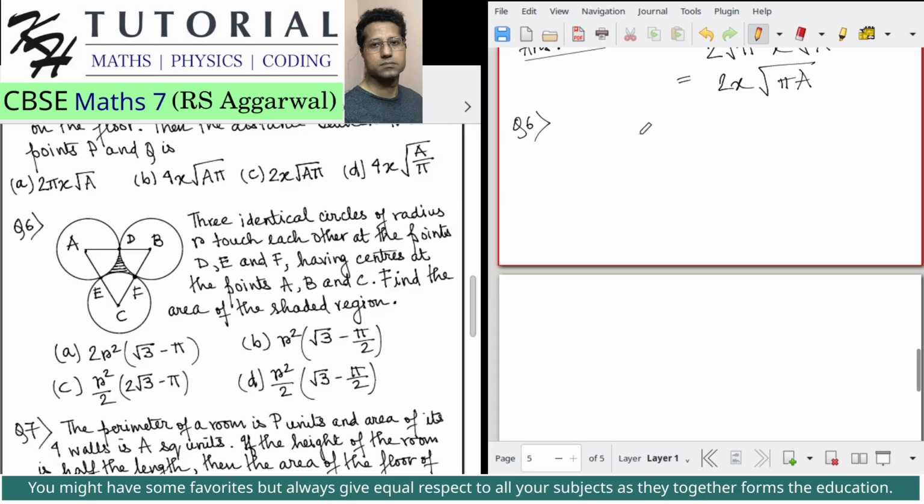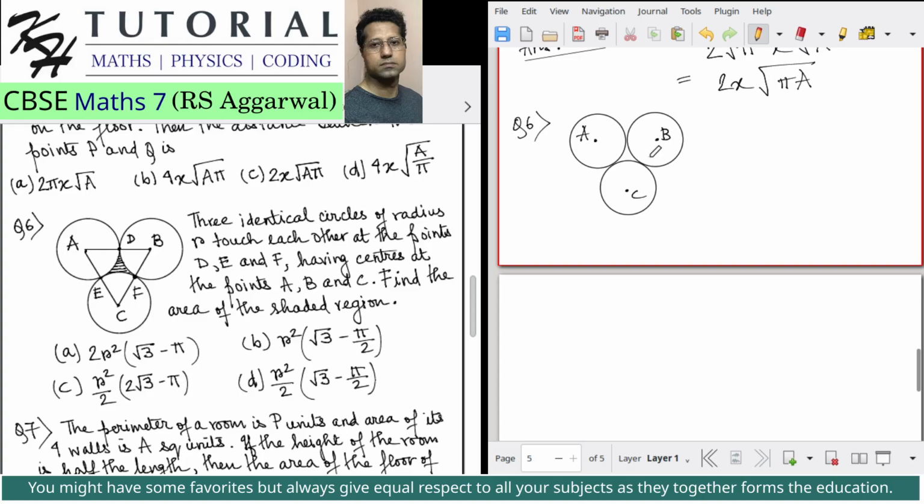Okay, so let's quickly draw the diagram. So this is the circle. There are three identical circles, and the three circles are touching like this. The centers of the circles are A, B and C, and they are touching at the points.